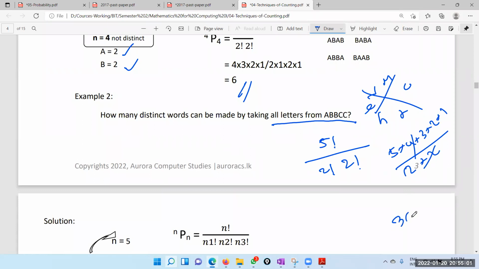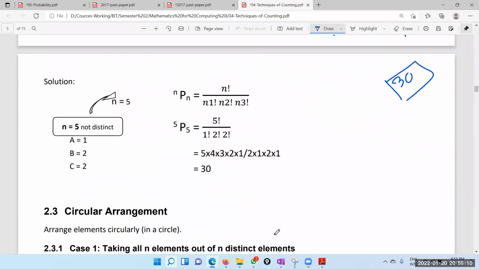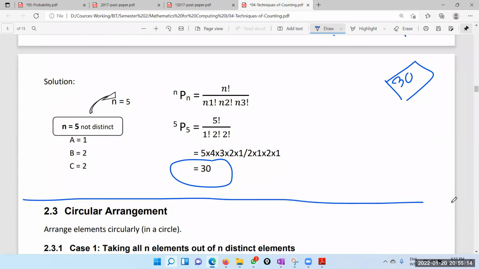30 possibilities are there. There are 30 ways to arrange these. Right. Any questions?